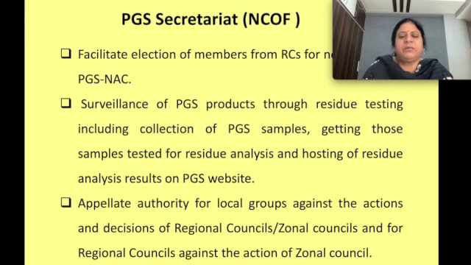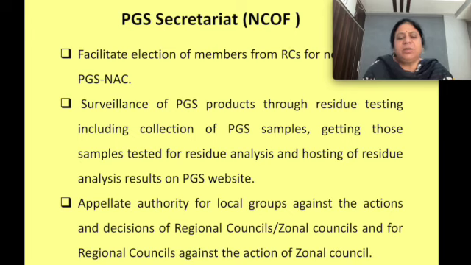trust among all stakeholders. This residue analysis for an individual farmer is very expensive. Approximately, it costs rupees 10,000 plus GST per sample, which is very difficult to bear. Randomly, PGS checks the samples and keeps the residue analysis data in the portal for checking by other stakeholders like consumers.